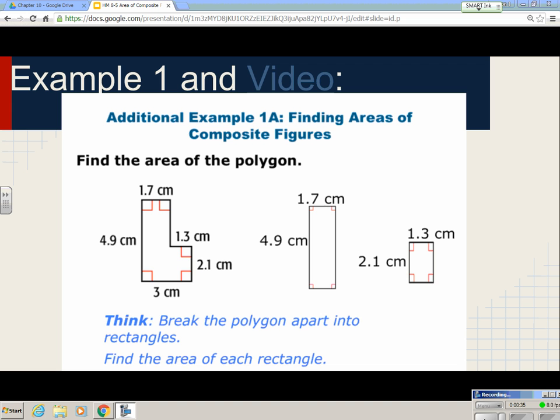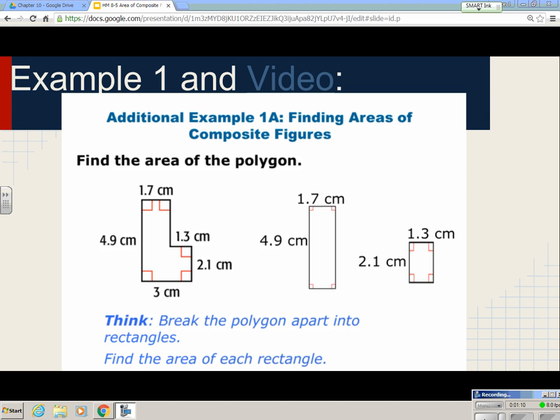All right, so today we're going to start looking at polygons that are irregularly shaped. This is a very common thing when you're trying to break down the area of floor spaces and things that are awkwardly designed, so that you can figure out how much carpet you need to purchase or how much wood you would need to purchase for wood floors and things like that. So right now we're looking at our first example, and it says that we're going to find the area of this polygon.